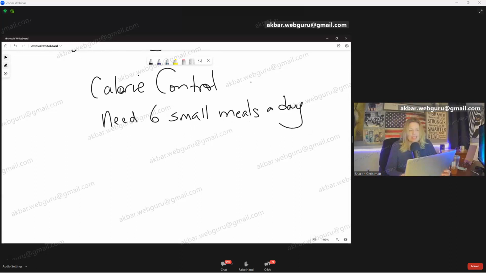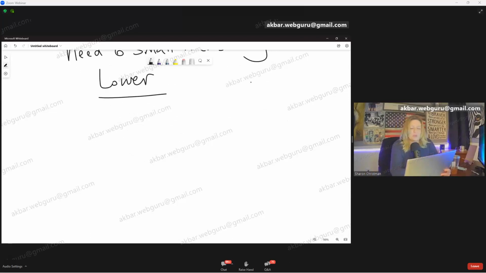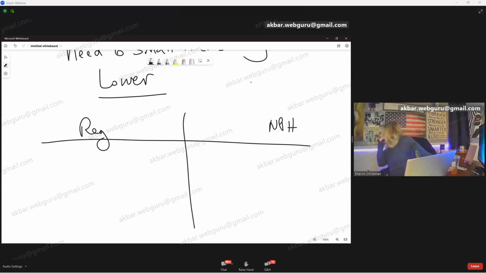Let's talk about insulin. Insulin acts to lower blood sugar. The different types of insulin, I like tables, so we're going to do this table here: regular insulin and NPH. Regular insulin, just so you know, is clear. NPH is cloudy. Regular insulin is called fast acting. NPH is called intermediate acting.